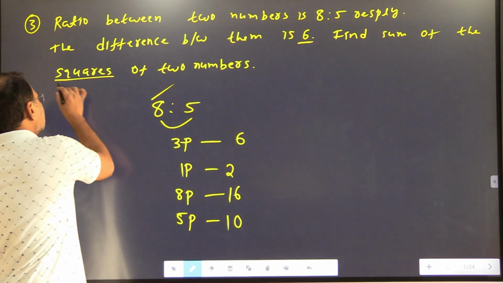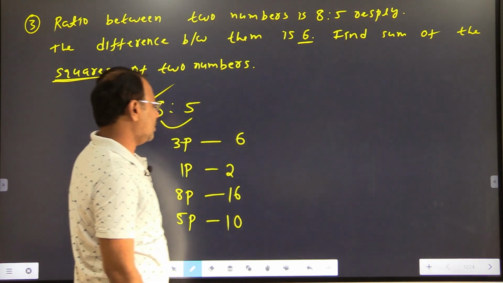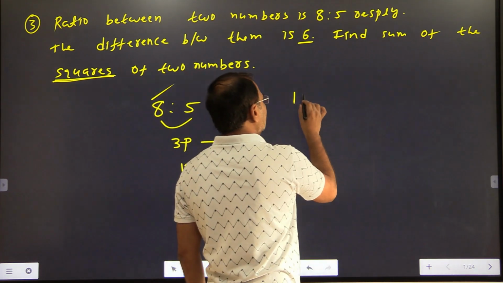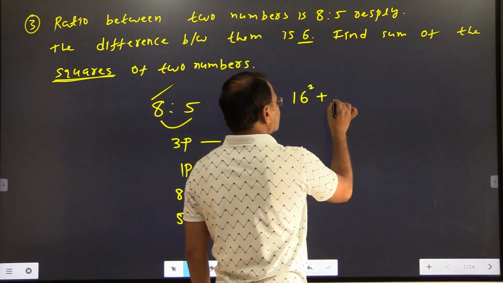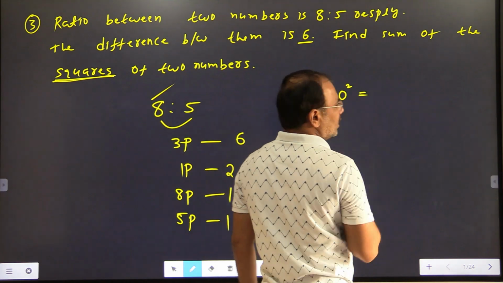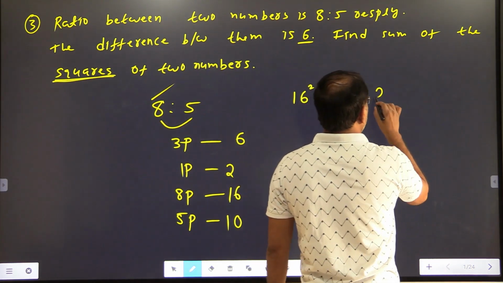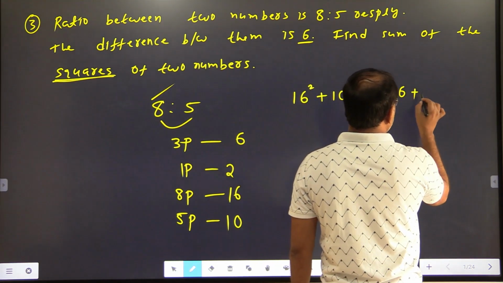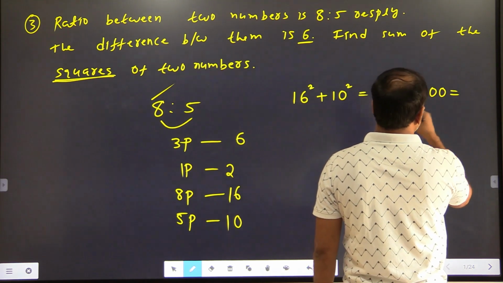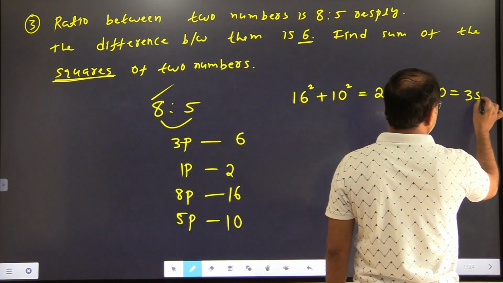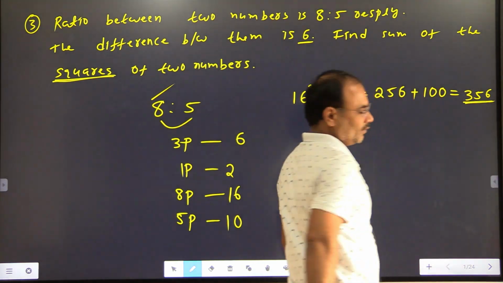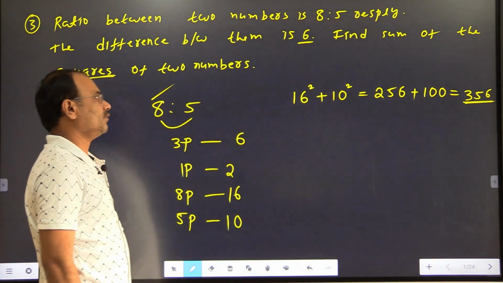What is the given question? Find the sum of the squares of two numbers, that is 16 square plus 10 square. 16 square is 256 plus 10 square is 100. 256 plus 100 is equal to 356, which is the answer. Sum of the squares of two numbers.